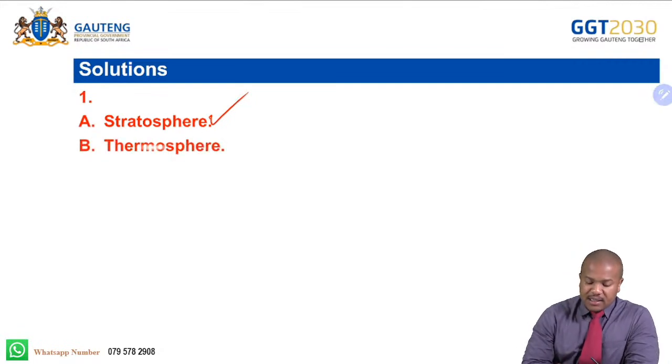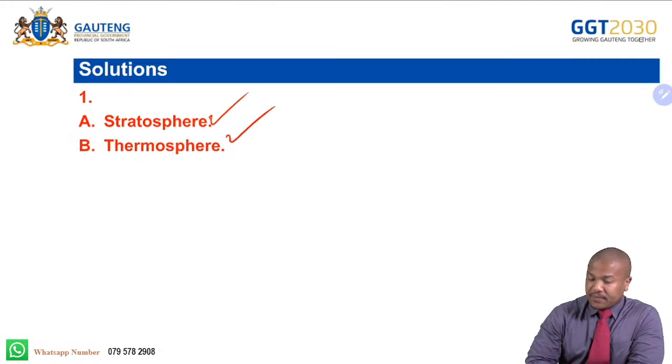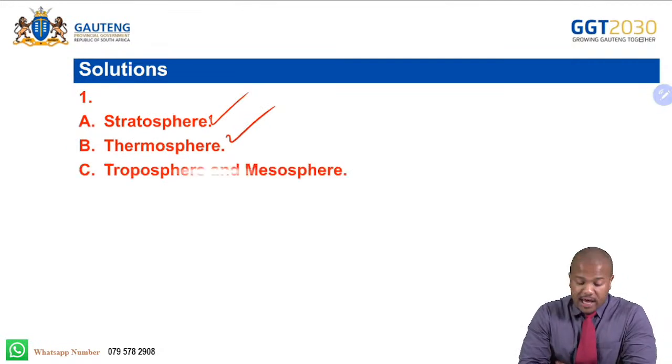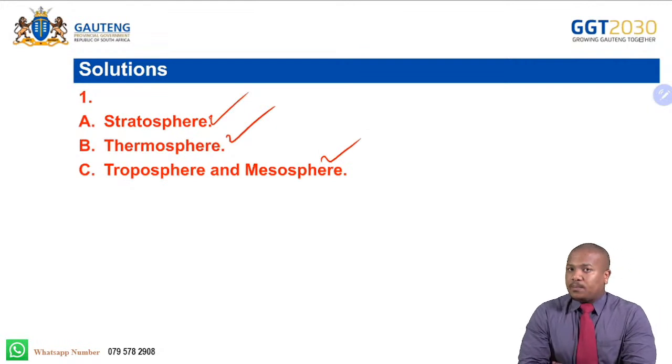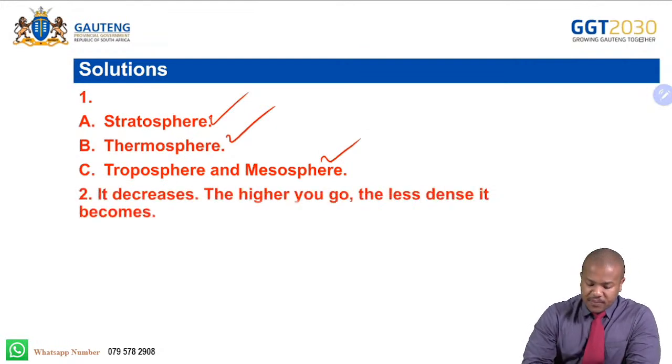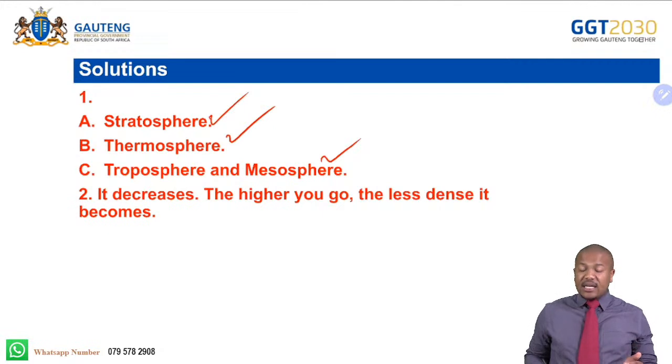And B is the thermosphere. Then C, it's 2 layers, right? It's the troposphere and the mesosphere. Then number 2, right? It decreases, right? We mean what? The density decreases because the higher you go, the less dense it becomes.